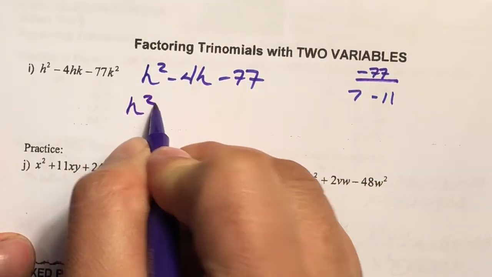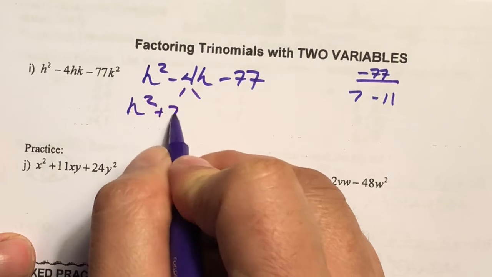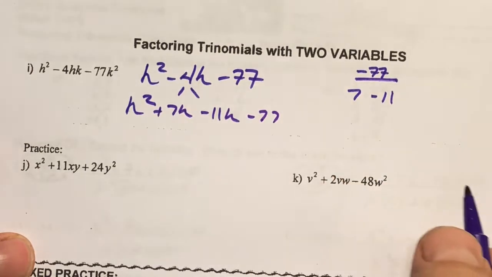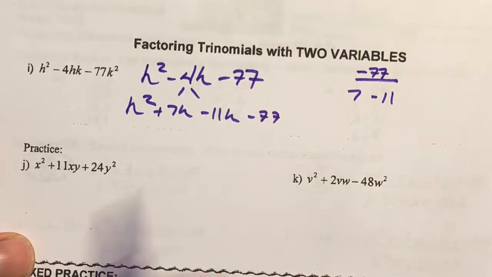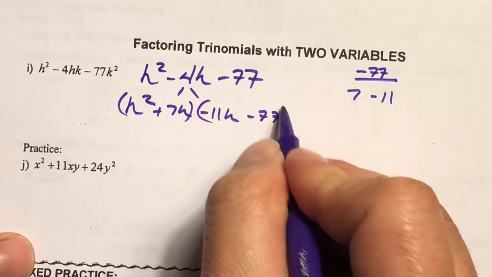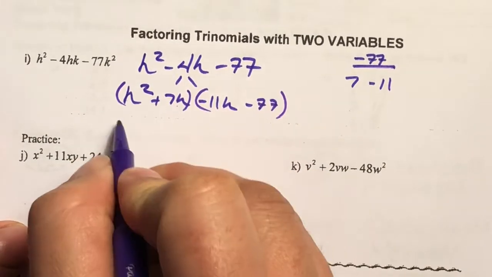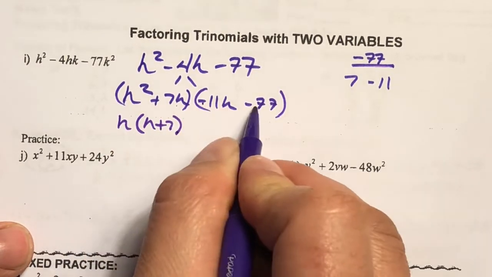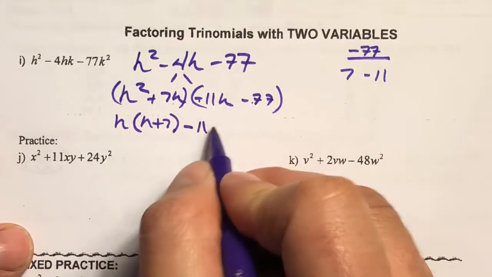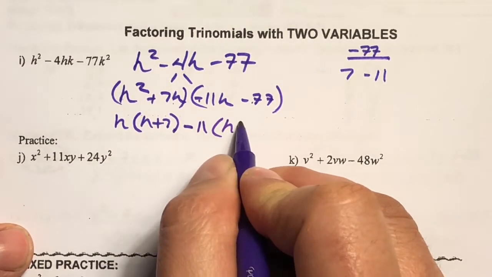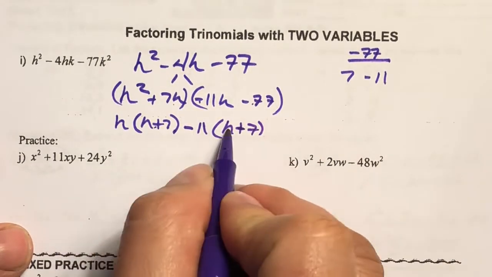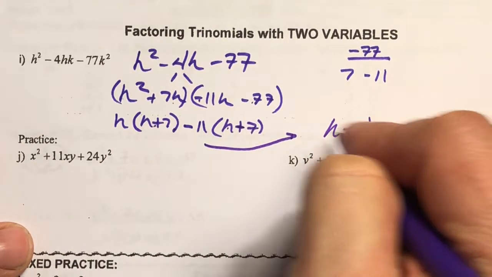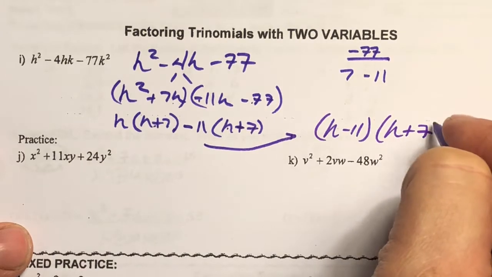All right, here we go. Grouping is going to be 7H, 11H, minus 77. Okay? I'm going to group these together. And I've got a GCF of H. I'm left with H plus 7. Now notice these both have a negative, so I'm going to pull out a negative 11. And I'm left with H plus 7. Again, those two factors are the same. So I've got H minus 11, H plus 7.